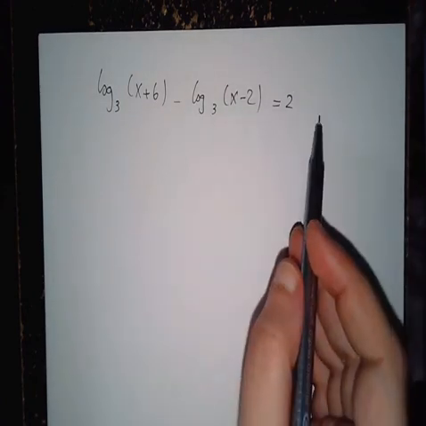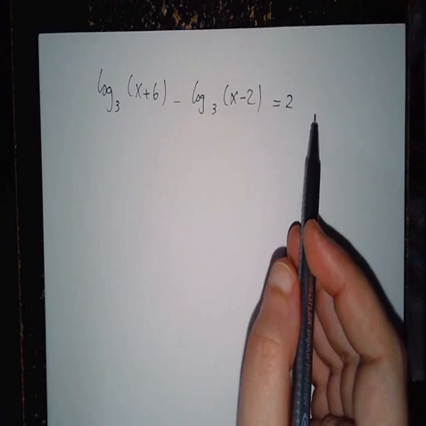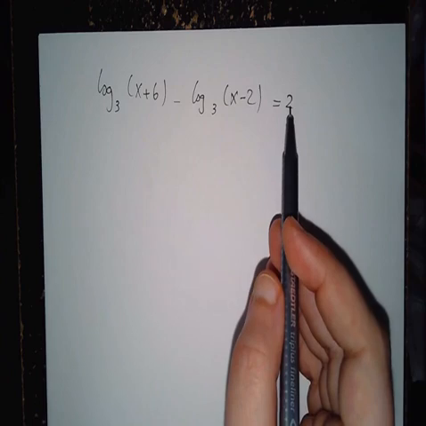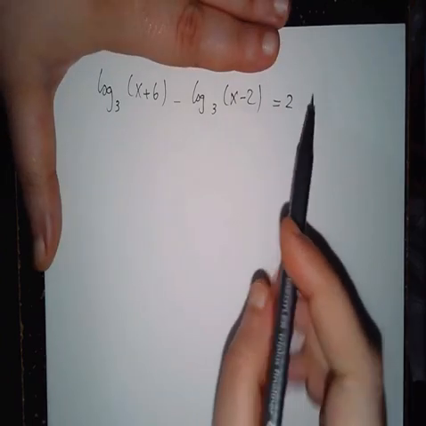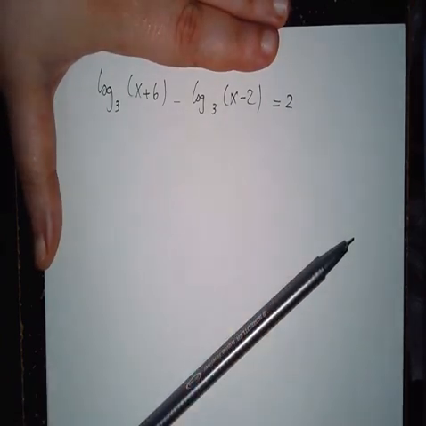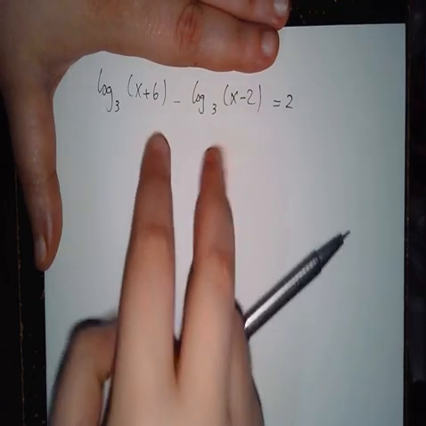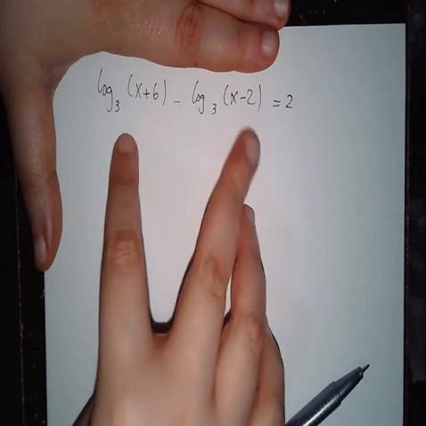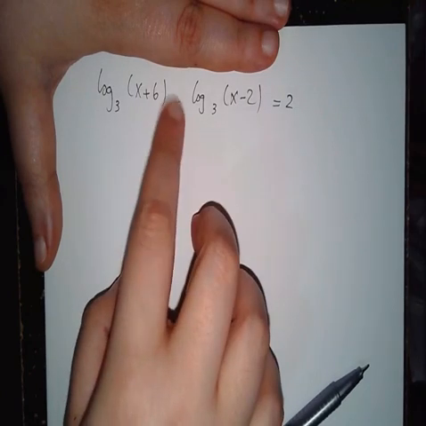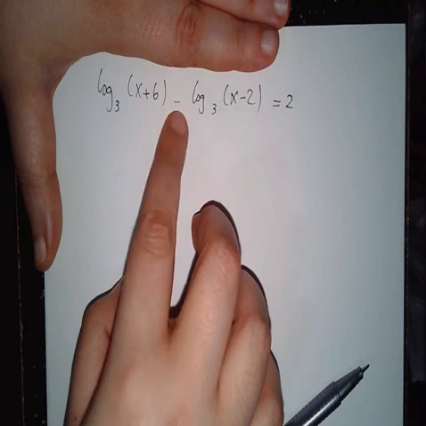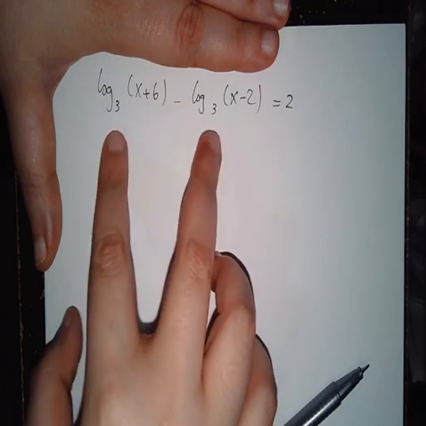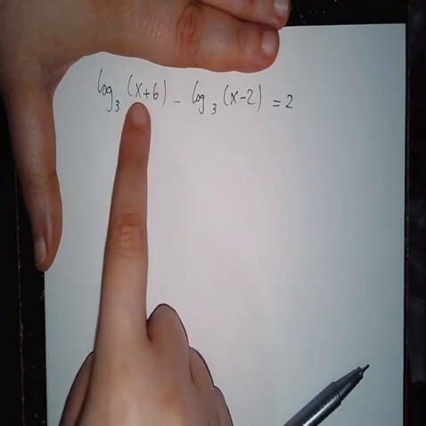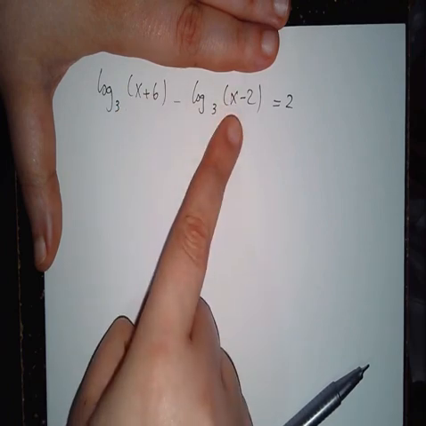Can't I just move this to the side and I'll have a log on either side? Yes, but you still have a 2, and that would be kind of difficult to deal with. Instead, keep both logs on this side so you can deal with it using this neat trick. Since we only need one log on this side, I'm going to combine these two logs because I have subtraction here. Using the quotient property, subtraction between two logs of the same base means you'll have one log with the inside of the first one on top and the inside of the second one on the bottom.